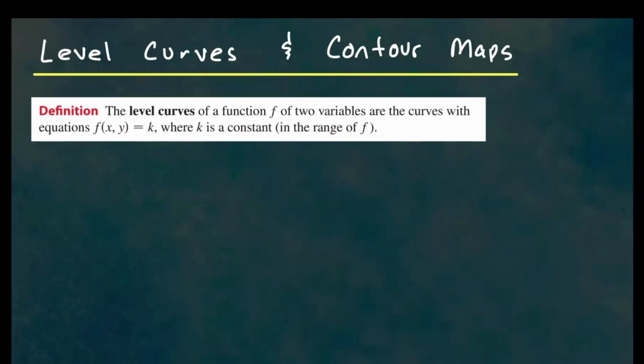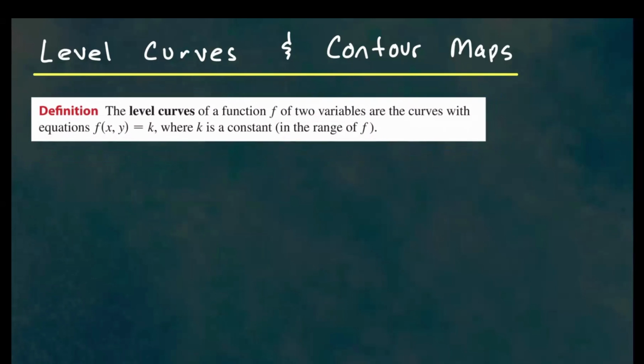So level curves of a function f of two variables are the curves with the equation f(x, y) = k, where k is a constant in the range of f. So pretty much you have a surface in 3-dimension, and you're slicing it up at different values of k and looking at that picture in 2-dimensional space.